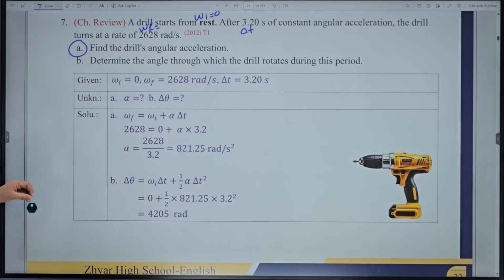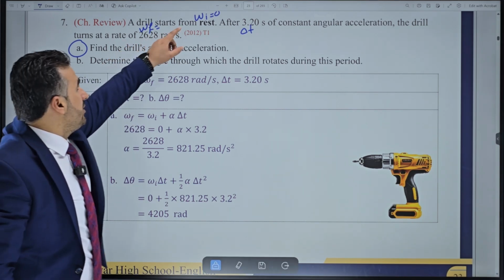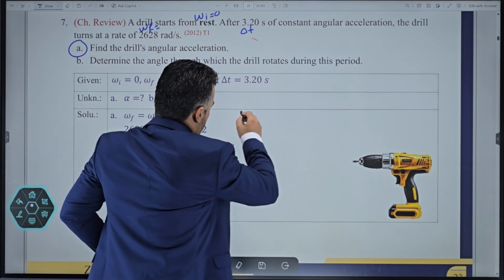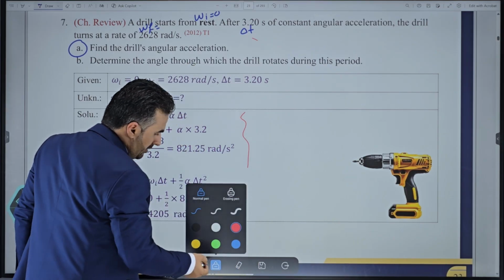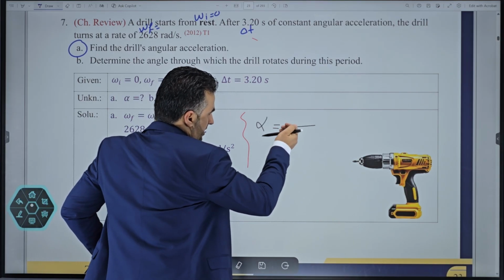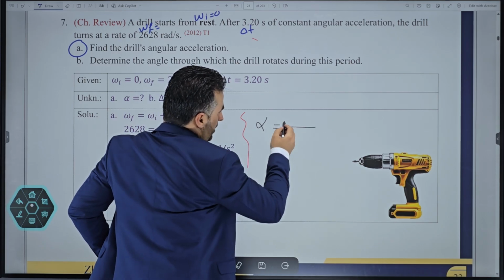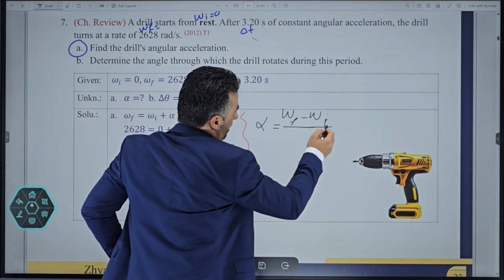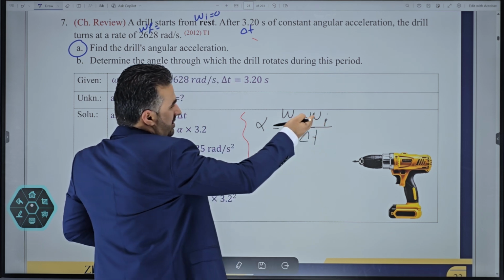So if that is omega final, the first requirement says, find the drill's angular acceleration. How do you find the drill's angular acceleration? If you have initial and final, and then delta t, finding angular acceleration must be very easy. So angular acceleration, again from the first equation, is omega final minus omega initial, divided by delta t. That's simple.